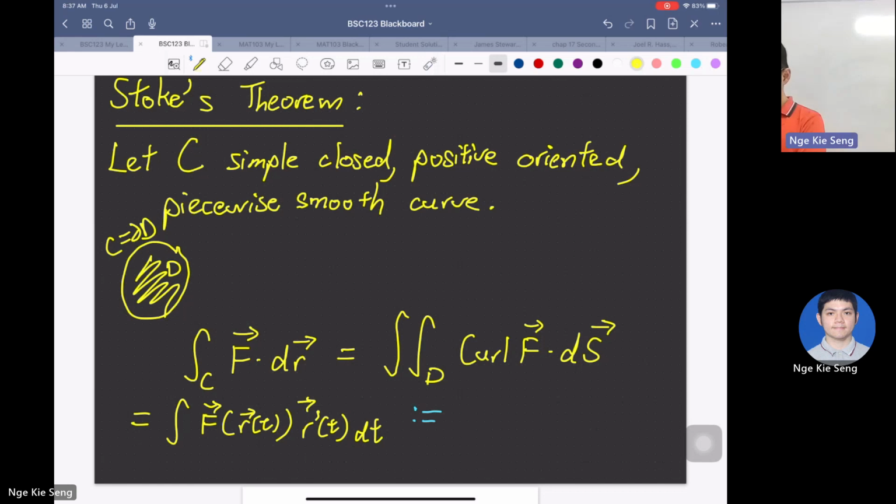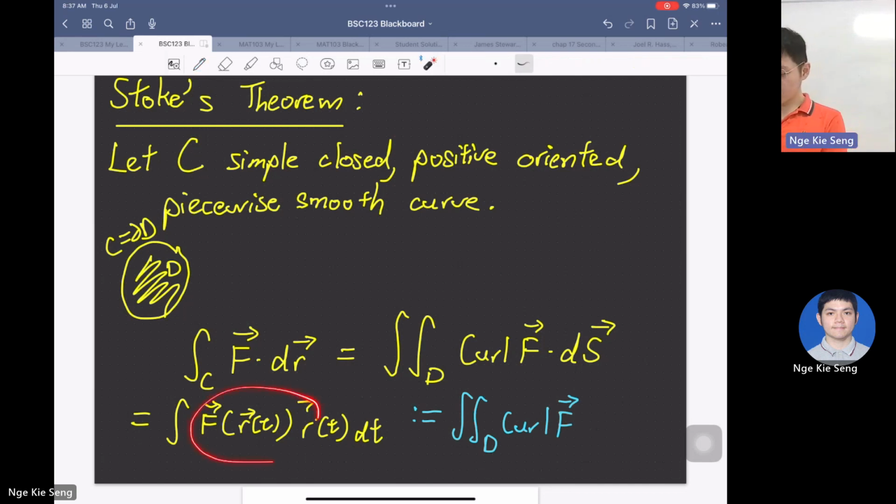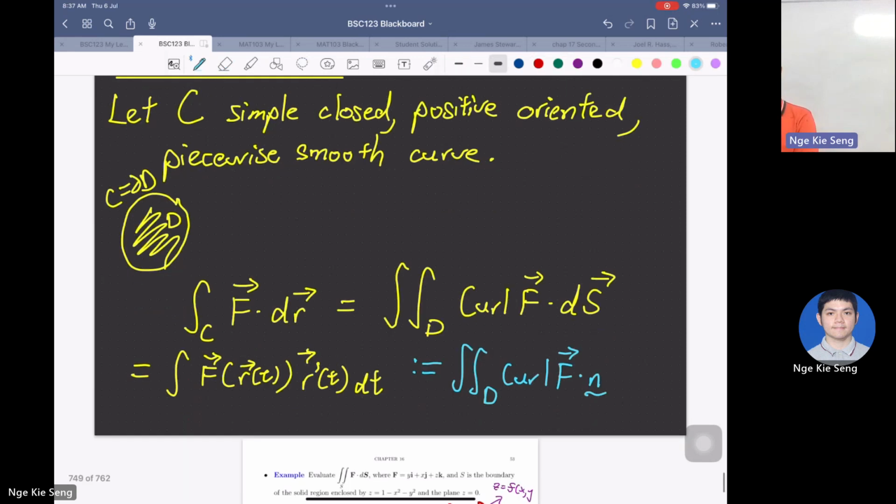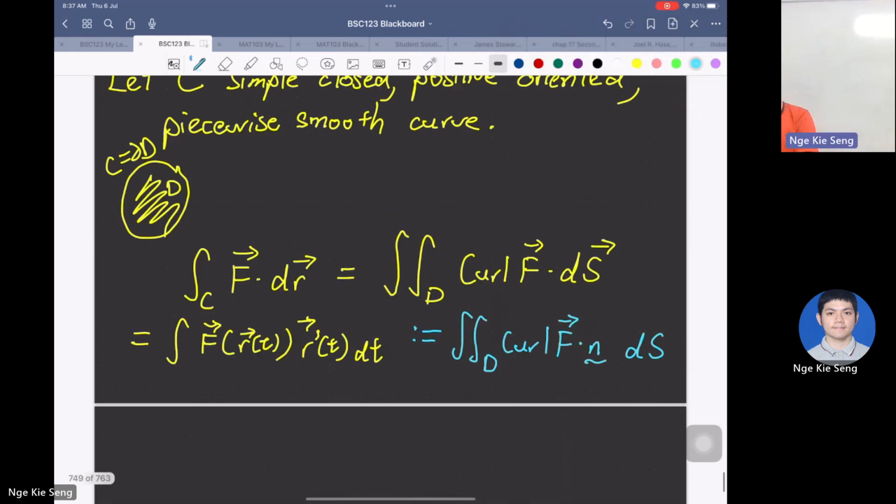So what do we do? This definition here is to integrate over a surface the curl of F. Last time we used the dot product between the tangent vector and our vector field. Now the vector you want to dot with is the normal vector, the normal vector of dS. Do you remember what this normal vector is?